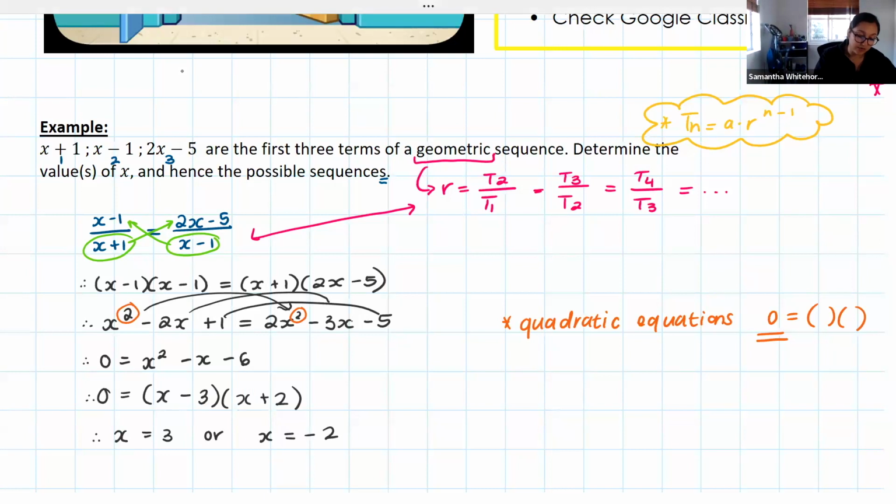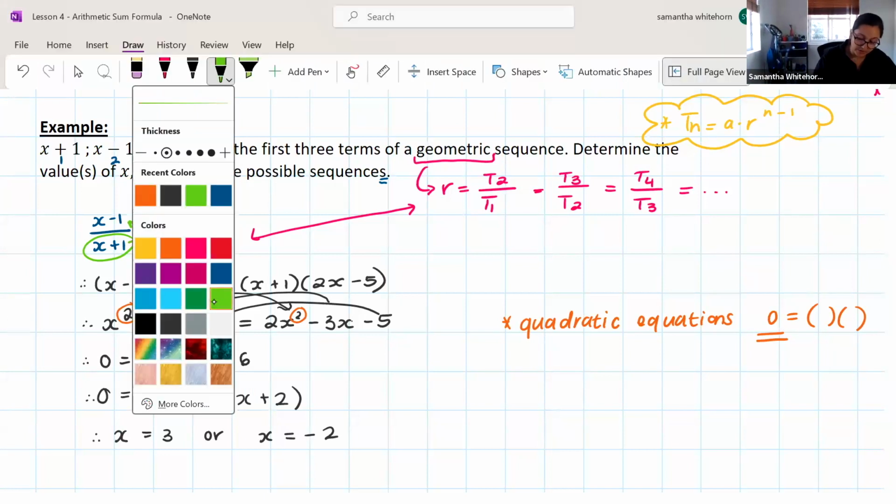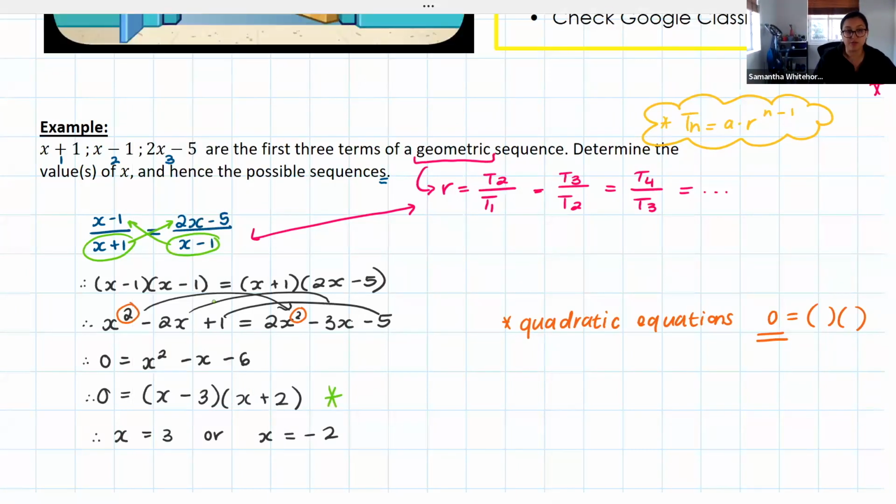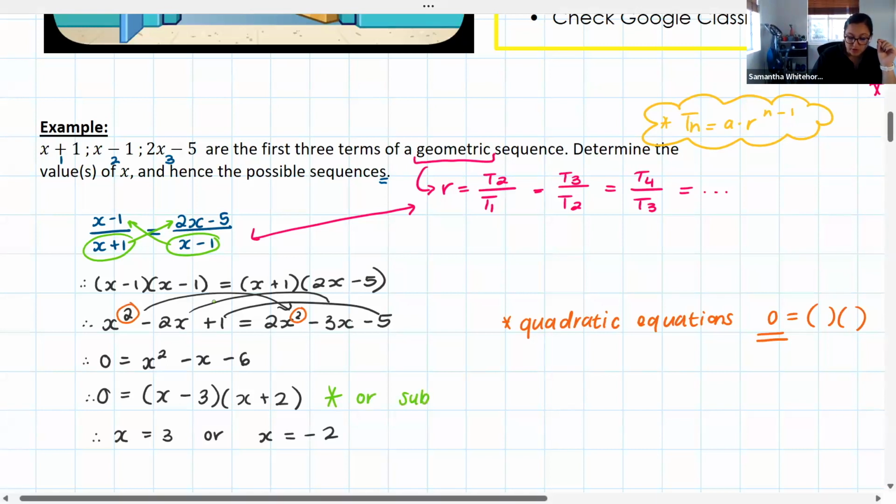Just a little side note here, depending on how you choose to factorize, if you choose to factorize without the formula, you have to show the brackets. If you don't, you will lose a mark. If you are not going to do that, you have to then show the substitution into the quadratic formula. So those are two things you have to show in finals in order to get marks.